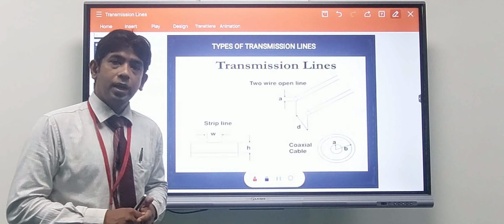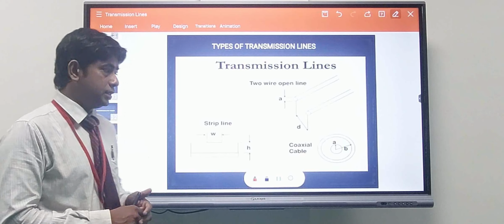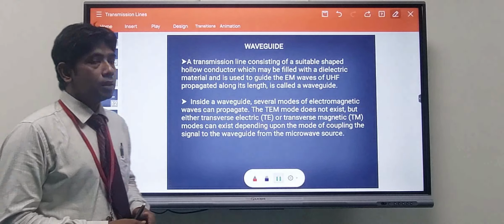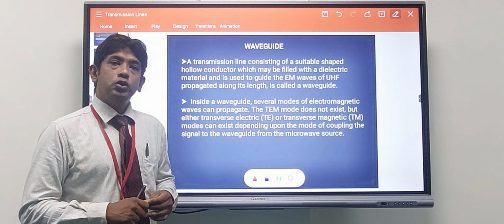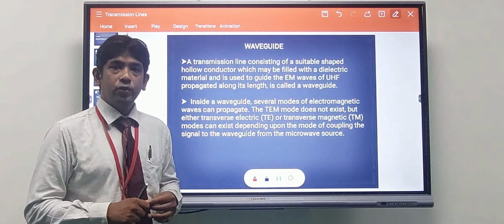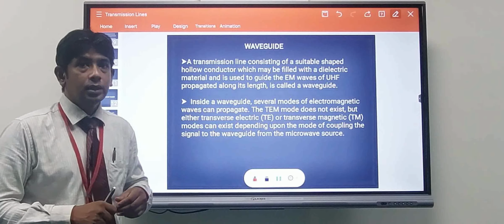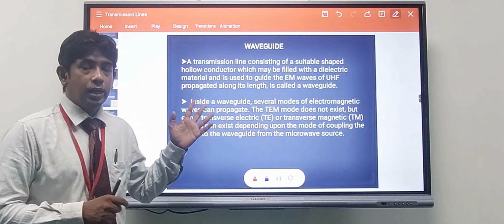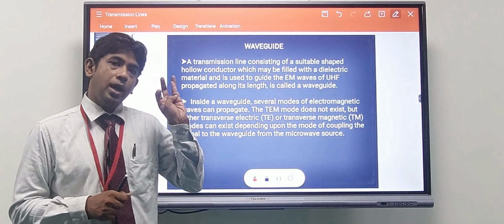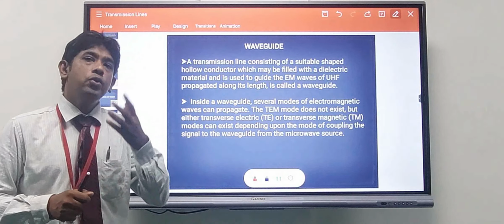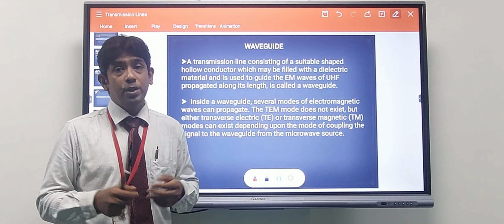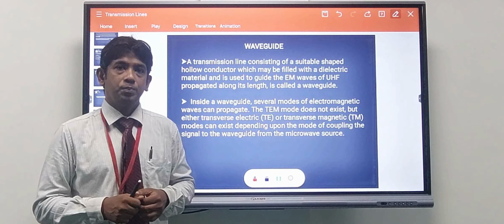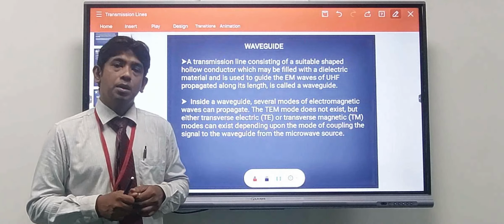Now let us move forward and discuss the concept of waveguides. A transmission line consisting of a suitably shaped hollow conductor which may be filled with a dielectric material and used to guide the EM waves of UHF propagated along its length is called a waveguide. The walls of the waveguide are made of brass, copper or aluminium. During the propagation, the waves suffer multiple reflections at the walls of the guide and the resulting distribution is associated with the wave. This causes the transmission mode.